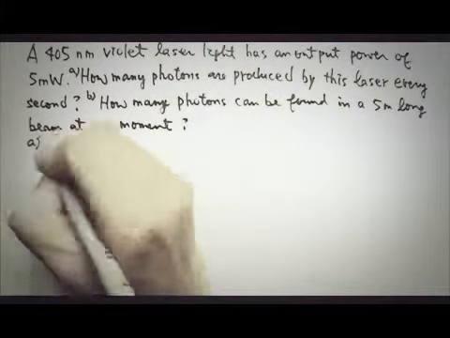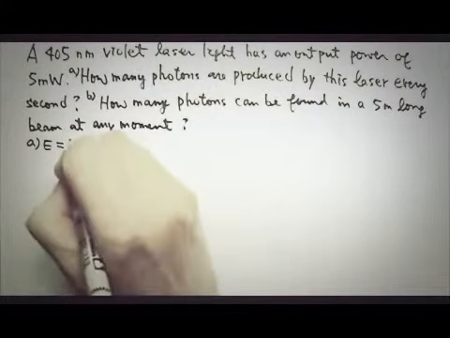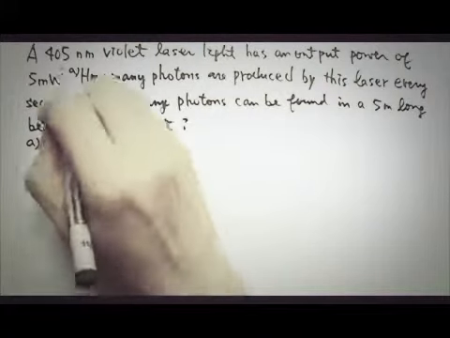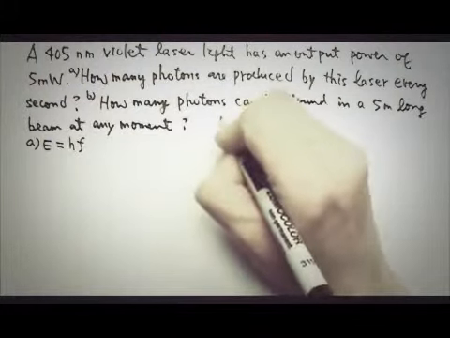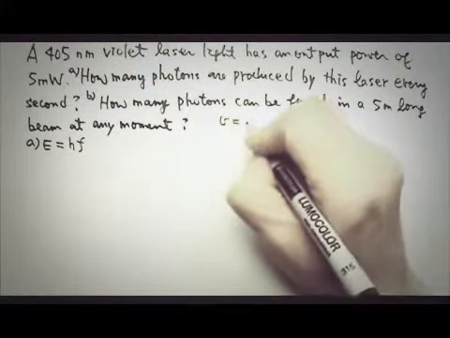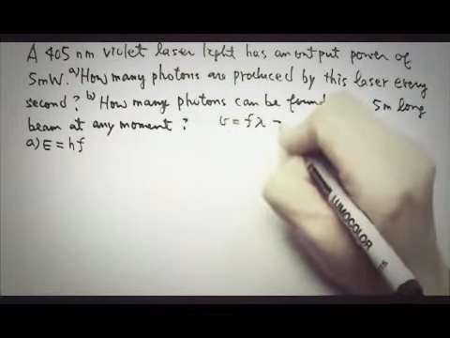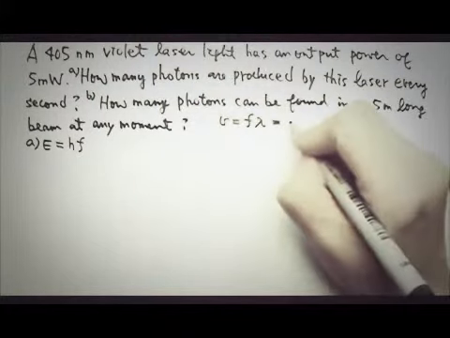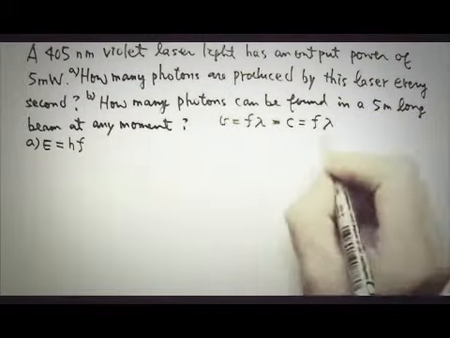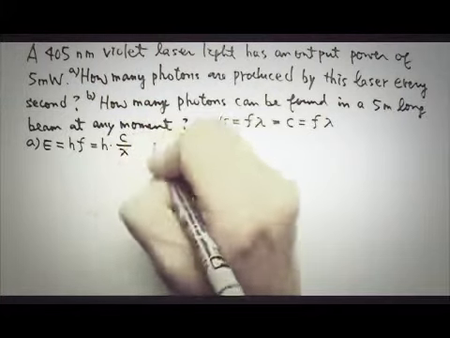For part A, let's first find the energy of one single photon, which is E equals hf. Now we were given not the frequency but the wavelength of light. If you remember back when we learned in the waves unit, the speed of a wave equals frequency times wavelength. So for the speed of light, c equals frequency times wavelength. So the frequency would be c divided by the wavelength. So this will be h times c over lambda.